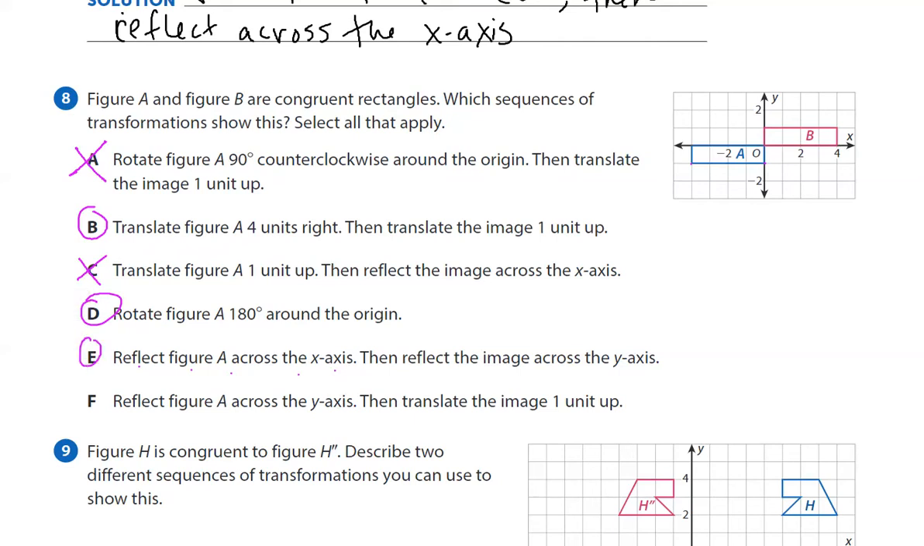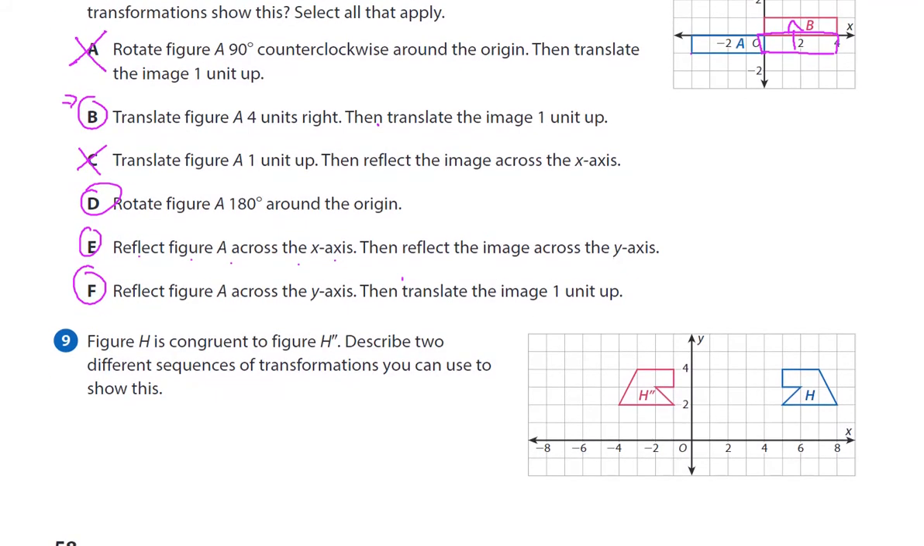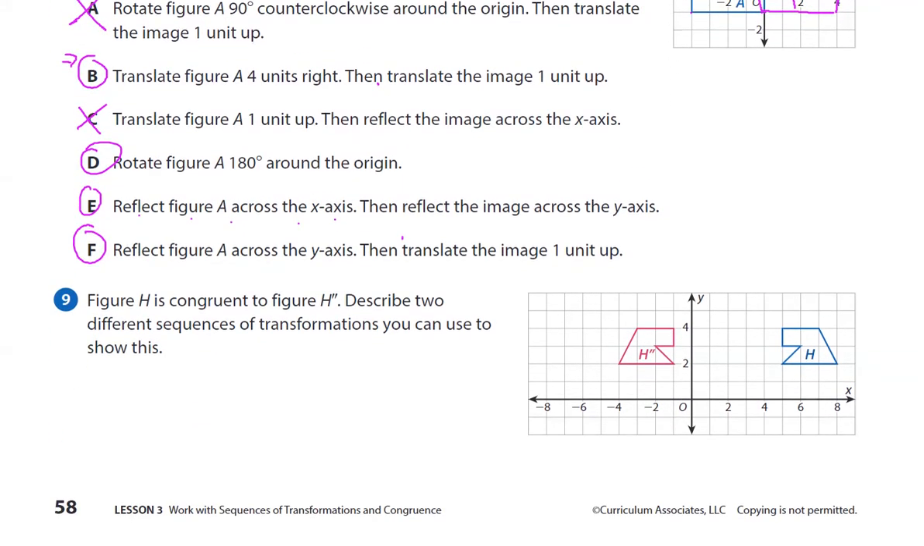There we go. Reflect figure A across the y-axis. Okay, so it flipped this way. Then translate it 1 unit up. Didn't we already do that one? It feels like the same as that one. I guess technically it's different. Okay, so the only ones that didn't work were A and C. So good thing we tested them all, because there's a lot of right answers on that one.